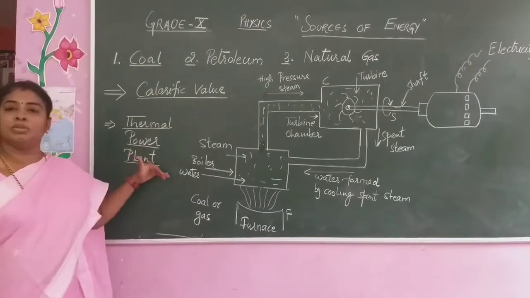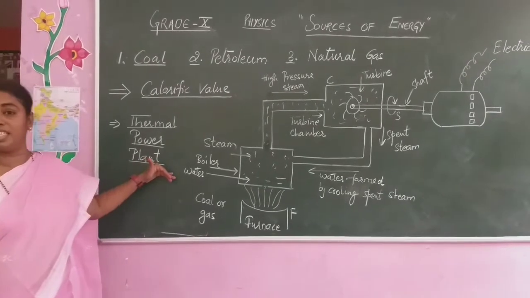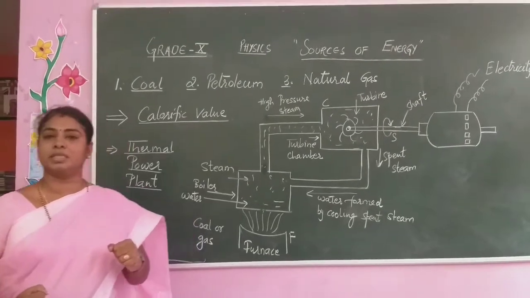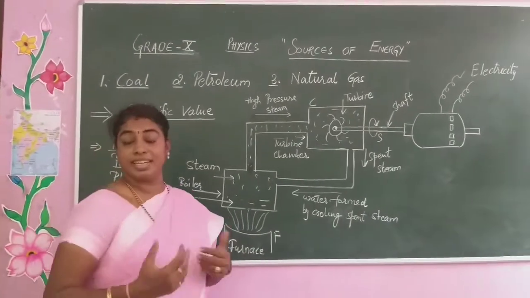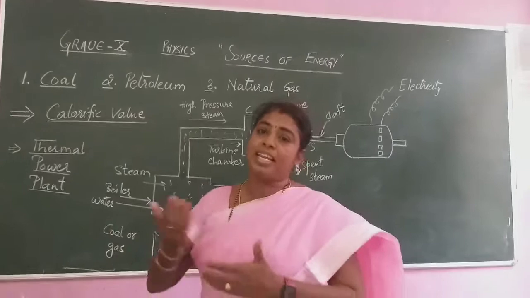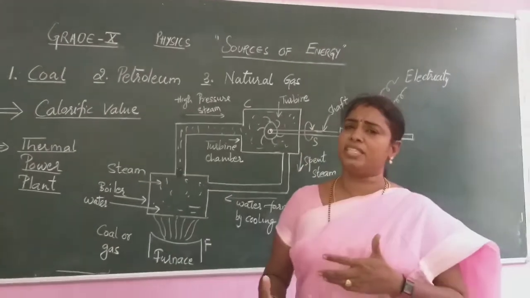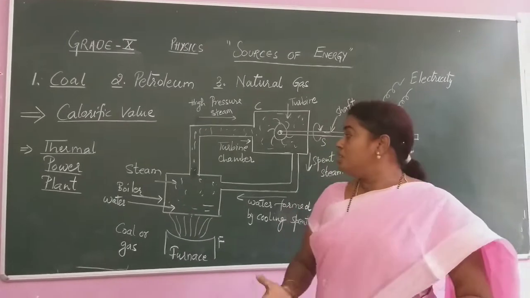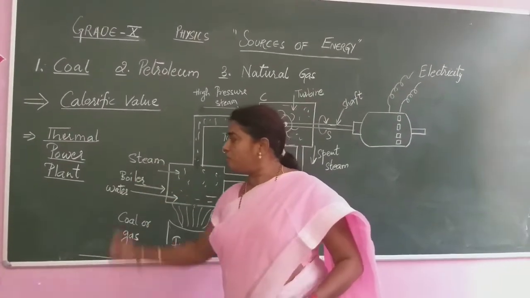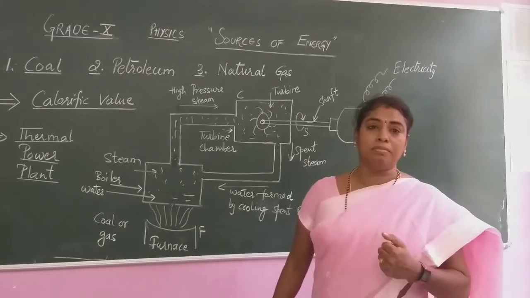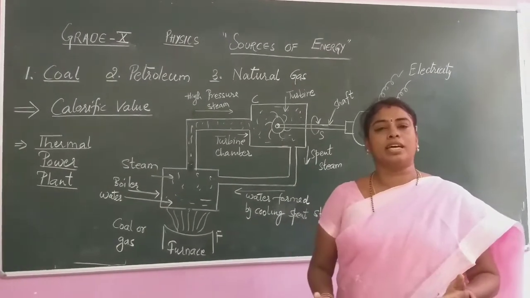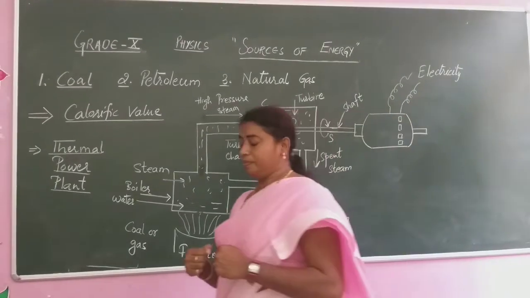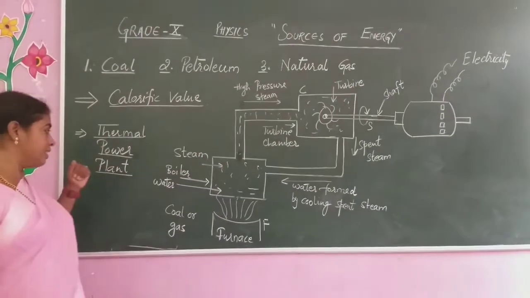Now we are coming to the renewable source of energy. As we discussed before, a renewable source of energy is something that can be created again and again, which is non-exhaustible and quite available. So in that we are going to discuss the thermal power plant, and how electricity is produced with the help of a thermal power plant. For that purpose, look at the diagram.